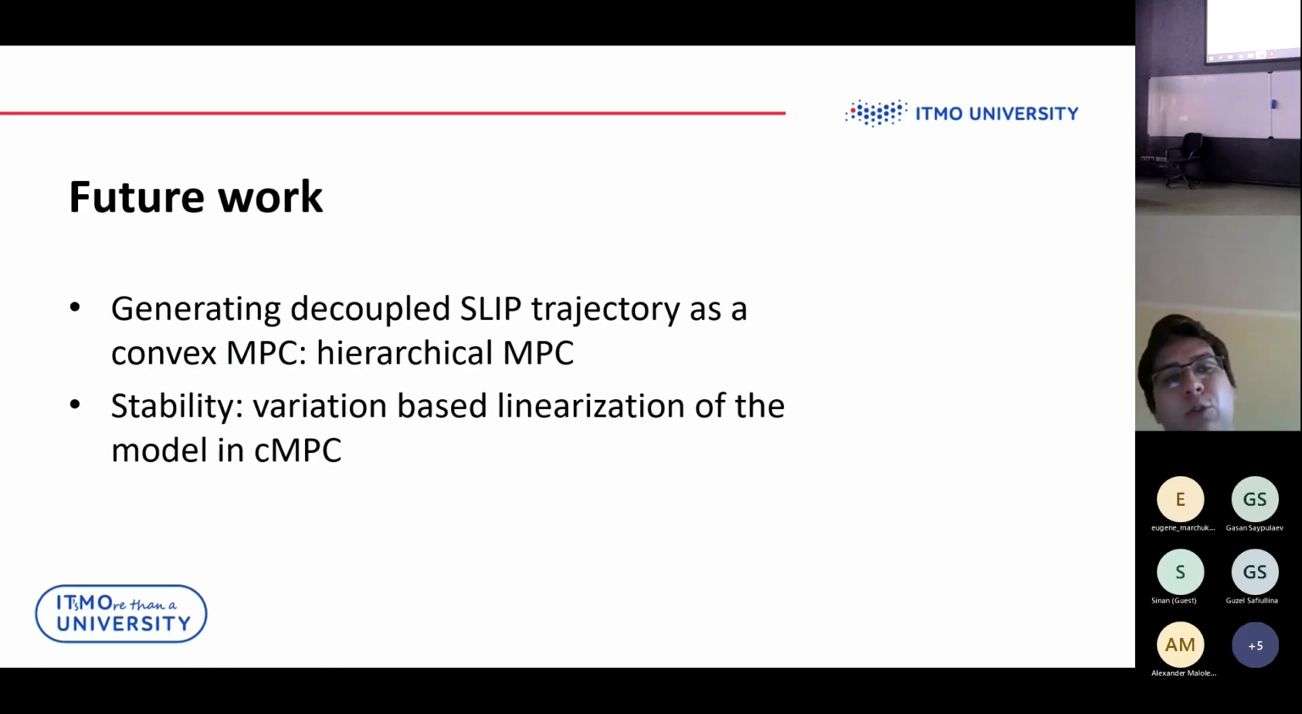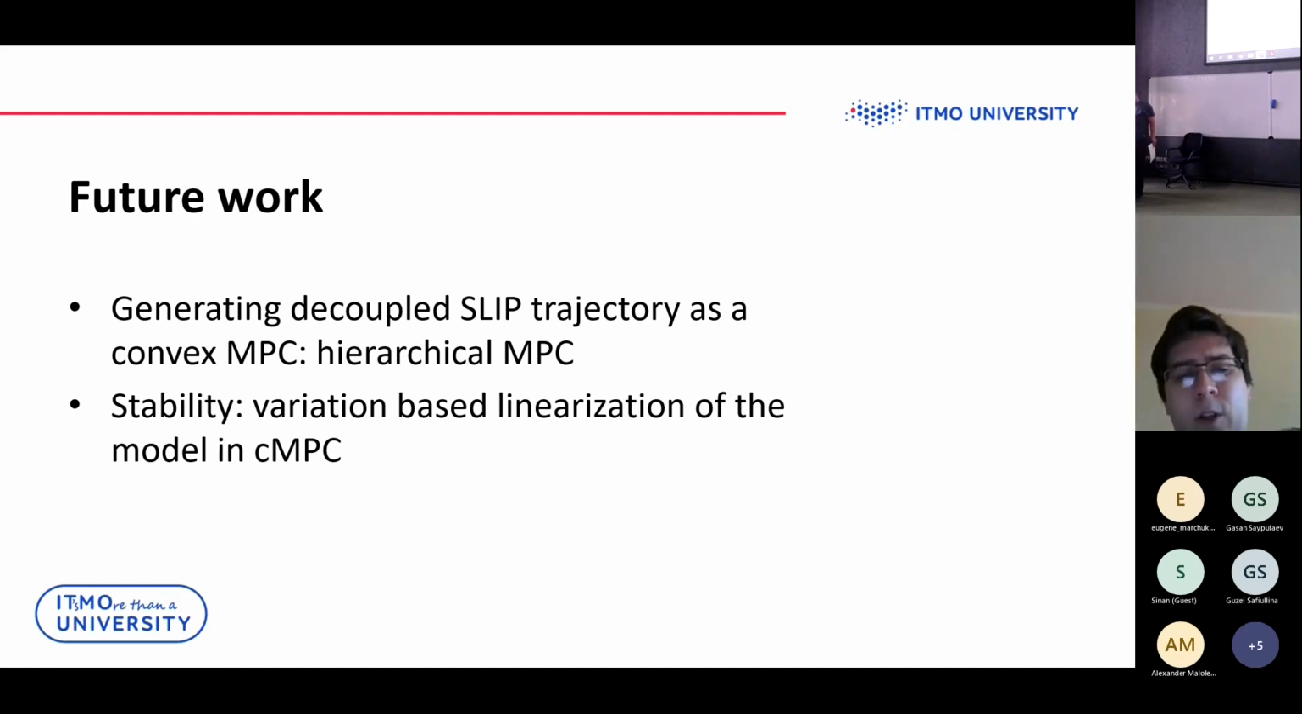Speaking about future work, the task of generating the decoupled SLIP trajectory for the convex MPC could be handled by designing another MPC, which has a higher level of trajectory generation, so it can be a hierarchical MPC.